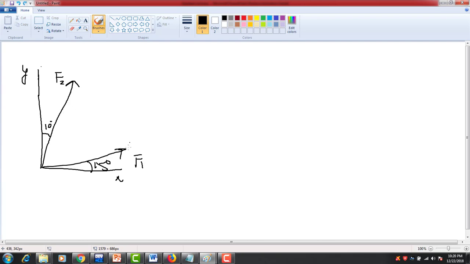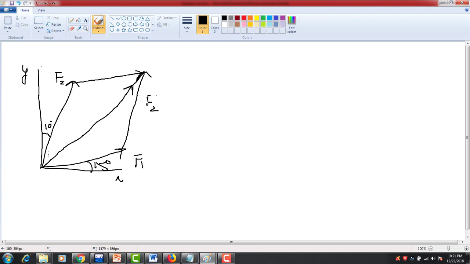We shift F2 here and this force F1 here, because we can shift parallel, and the resultant is this arrow of the resultant. Now the parallelogram is drawn.